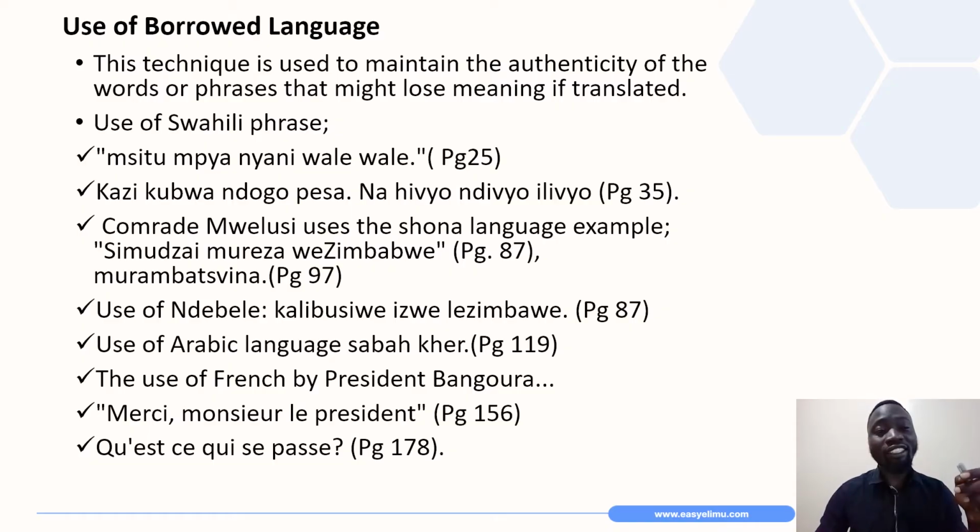So, dear students, the next style that we have is use of borrowed language. This is a technique used to maintain the authenticity of the words or phrases that might lose meaning if translated. Remember, even in oral narratives, there are words or genres that can easily lose their meaning when translated to other languages. So sometimes, in order to maintain the authenticity of these words, we just have to use them from where they are picked.